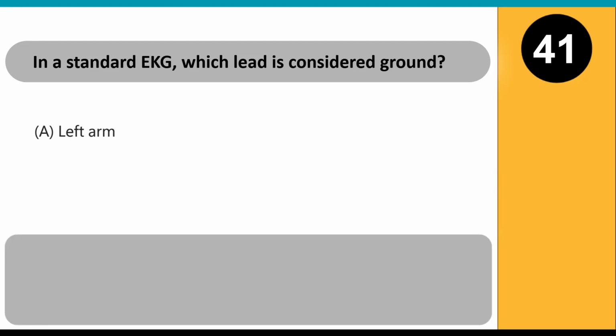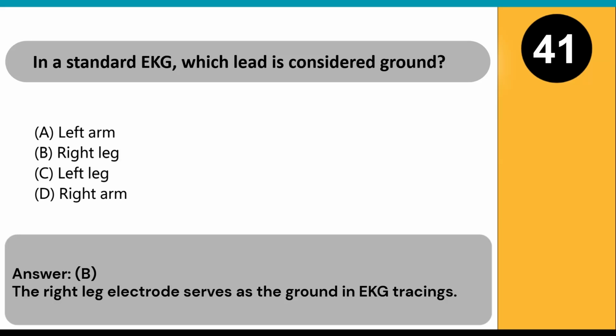In a standard EKG, which lead is considered ground? A. Left arm. B. Right leg. C. Left leg. D. Right arm. Answer B. The right leg electrode serves as the ground in EKG tracings.